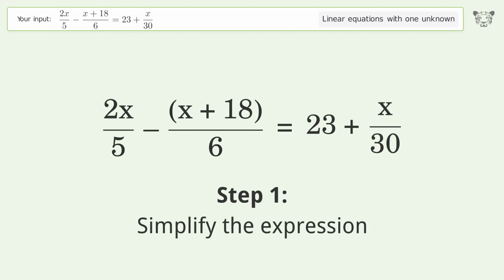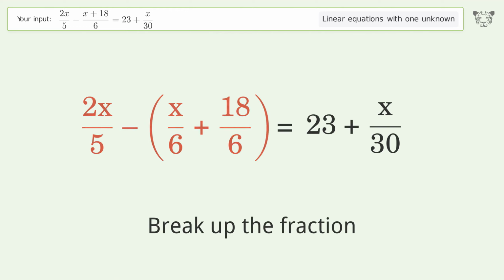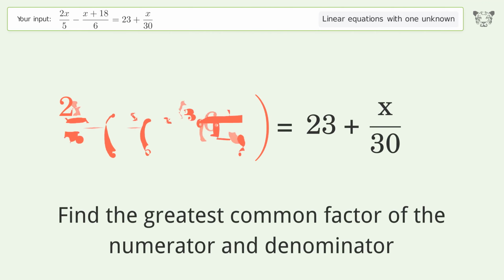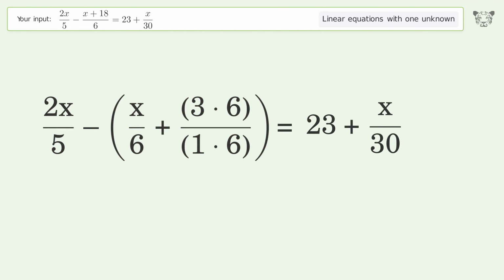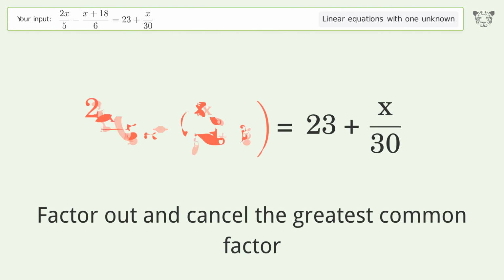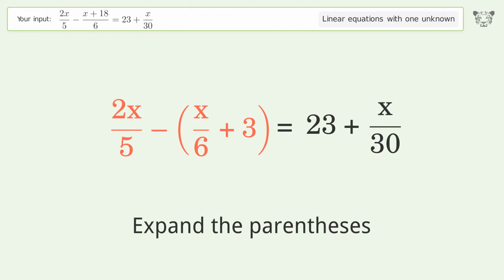Simplify the expression. Break up the fraction. Find the greatest common factor of the numerator and denominator. Factor out and cancel the greatest common factor. Expand the parentheses.